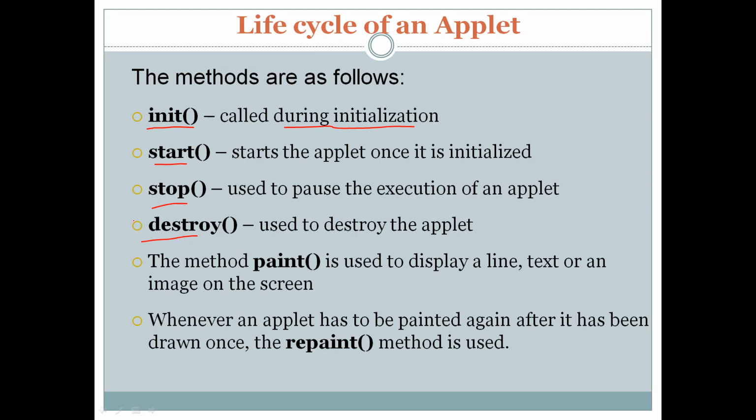After the init method, the start method is called. The start method of an applet is called once the applet is initialized, so after initialization it automatically calls the start method. Then we have the stop method, used to pause the execution of an applet. Unlike the stop method of the thread class, the stop method of the applet lifecycle simply pauses the execution. It will not stop the applet itself.